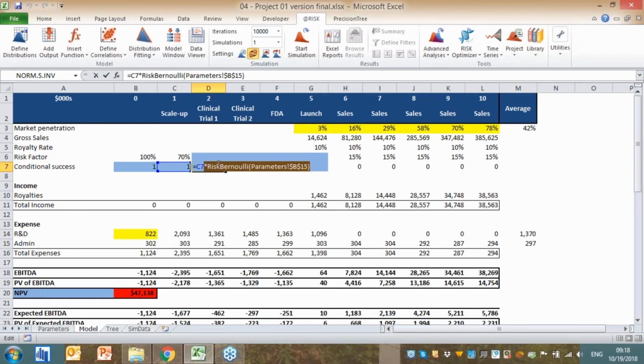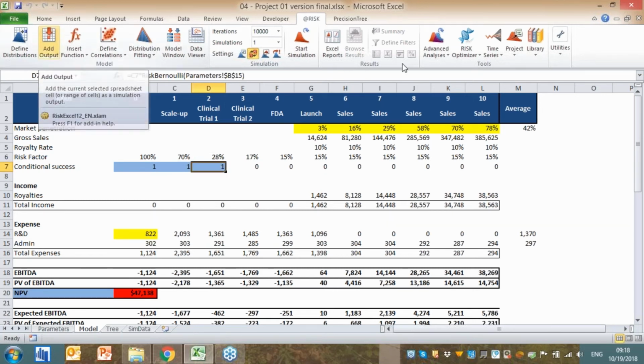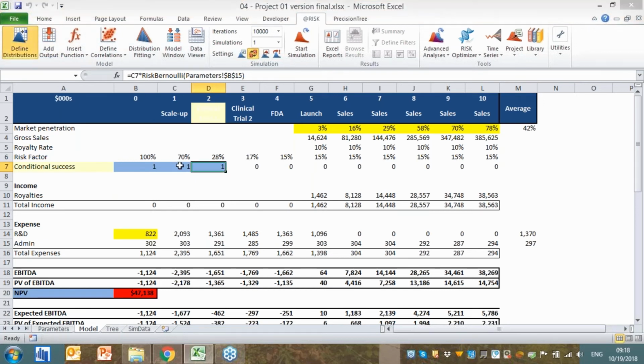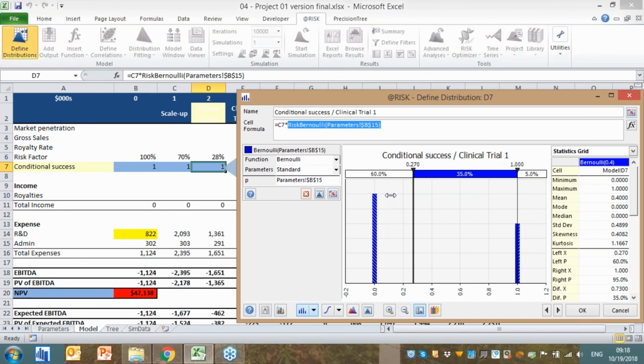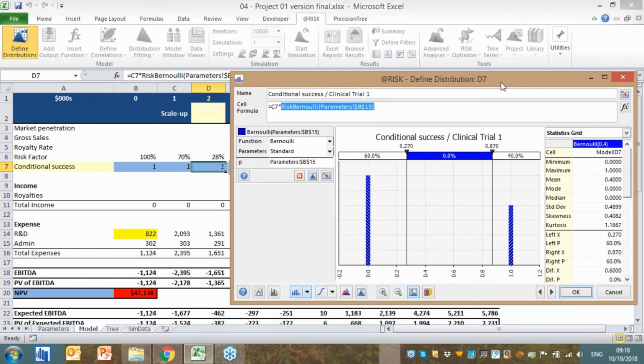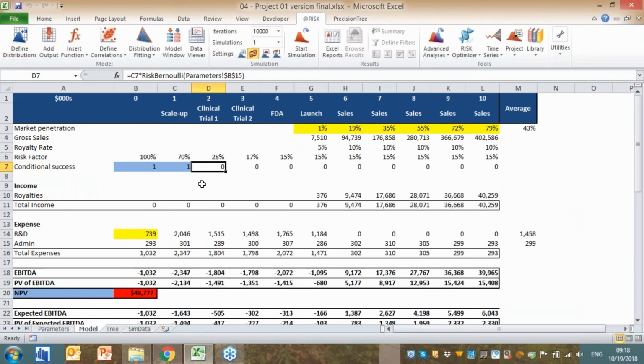Now, the probability of this clinical trials 1 being successful in this case is cumulatively, at this point, 28%. That is why, for example, at this particular stage, you'd be able to see that there is a 60% probability of non-success, failure, and then a 40% probability of success on 1. So it's a distribution function that only allows for 0s and 1s.